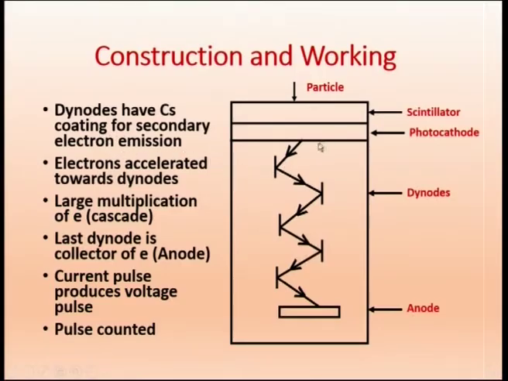So when an electron strikes here, because it has a Cs coating, it will emit another electron. So instead of one electron, two electrons will be coming here, and here it will be multiplied after striking the second one, then the third one. So it will have multiple electrons. So this one electron has become more and more electrons, and finally a large number of electrons will strike here. The number of electrons that will strike will depend on the material used here.